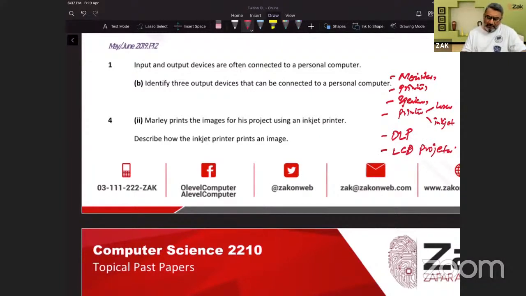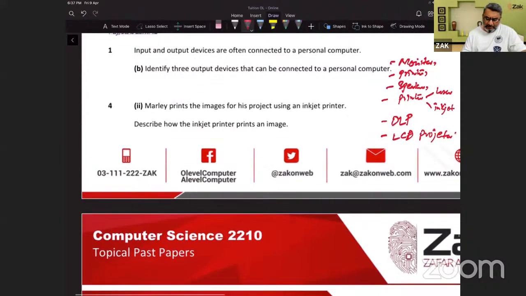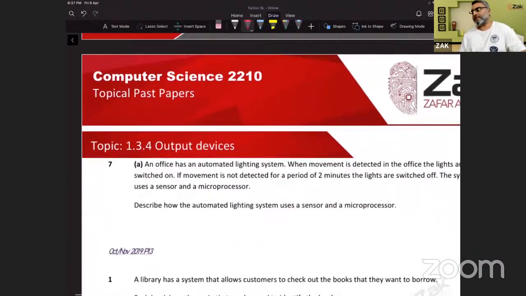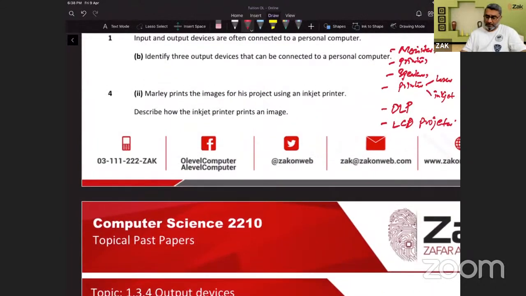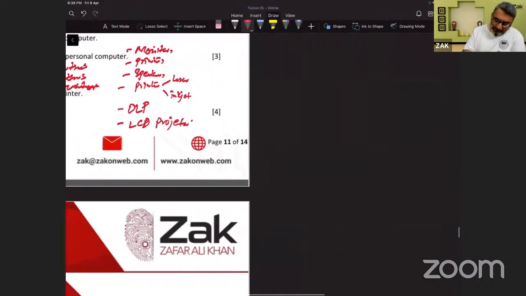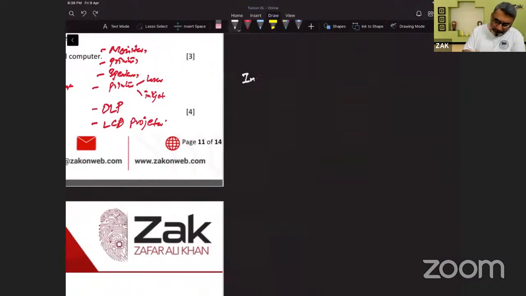Marley prints the images of his project using an inkjet printer. Describe how an inkjet printer prints. अच्छा, इसके अंदर वो कटर्स भी आ सकते हैं, 2D कटर्स, 3D कटर्स, जो भी मैंने आपको आउटपुट डिवाइसेस पढ़ाई हैं, और इसमें एक्चुएटर भी तो एक आउटपुट डिवाइस होती है। अच्छा, अब हमें बताना है कि हमारा जो इंक जेट प्रिंटर है वो कैसे काम करता है। Inkjet printer working.